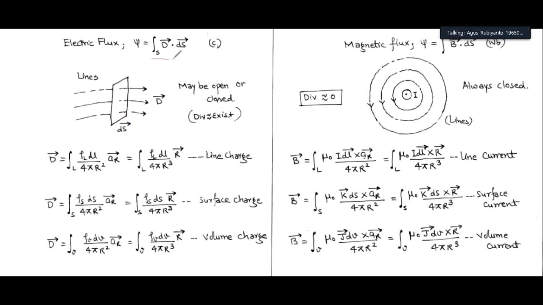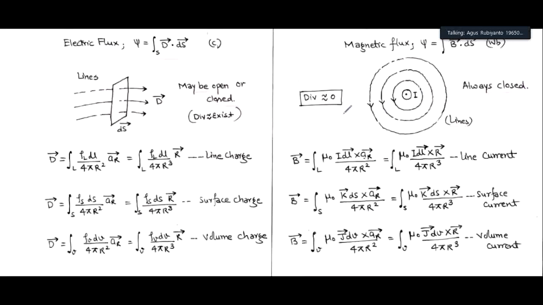The electric flux lines may be open or closed, so there exists a divergence of capital D vector. But in case of magnetic flux lines, these are always closed, so there is no existence of divergence of B vector. So this is a difference. In electric flux lines, it may be open or closed, so divergence exists, but in magnetic flux lines, it is always closed, so there is no divergence of B vector, that is magnetic flux density.